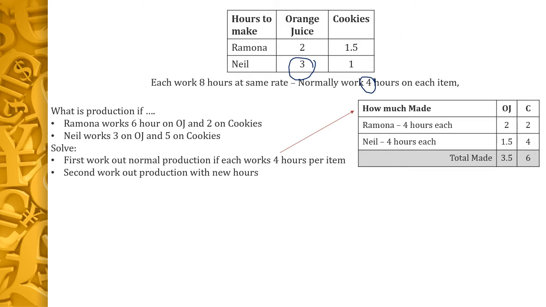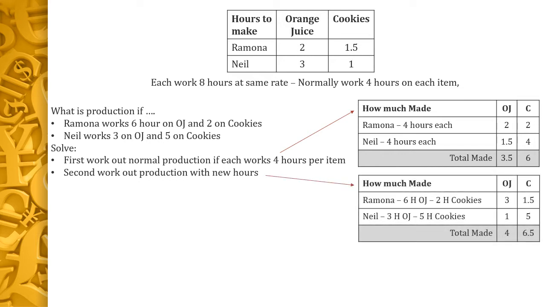Now, as you can see, I like to make these little charts because I just think it helps me keep track of things. So I make another chart, and this time I'm going to work out how much they would make if they're working the different ways. So now Ramona's working 6 hours on OJ and 2 hours on cookies. So my formula is going to change a little bit.